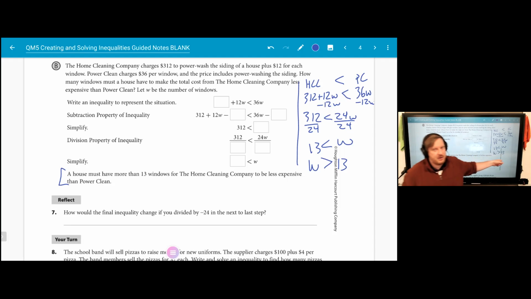It can't have exactly 13 windows. If it had exactly 13 windows, it would not be more efficient to go to the home cleaning company. It's got to have more than 13 windows to be less expensive than Power Clean.